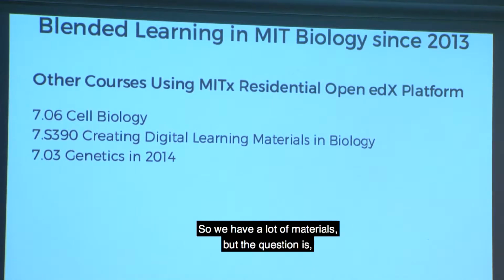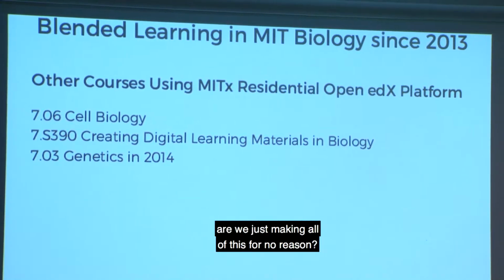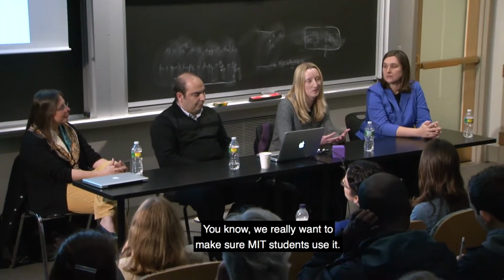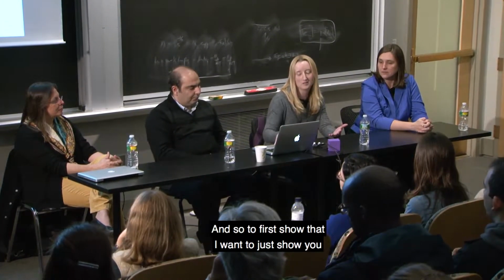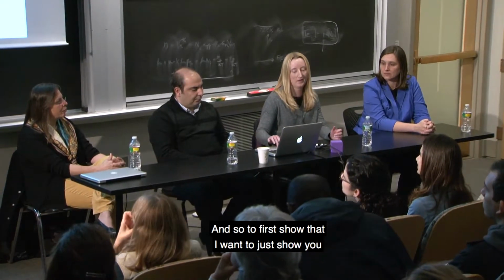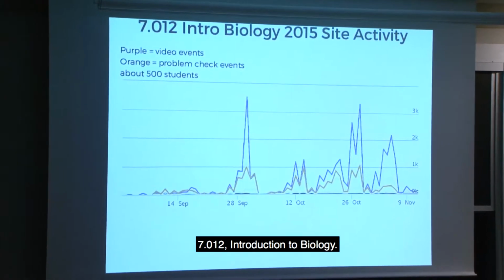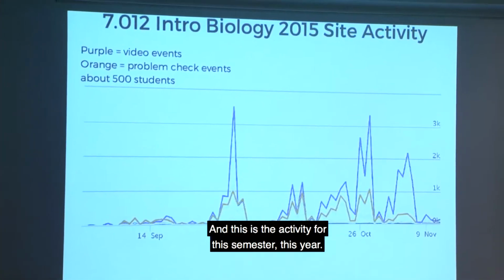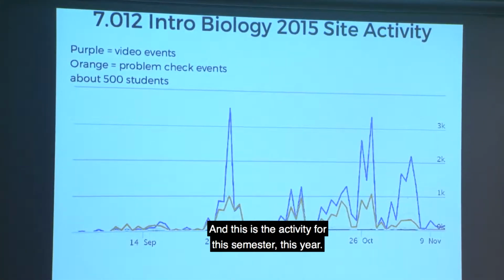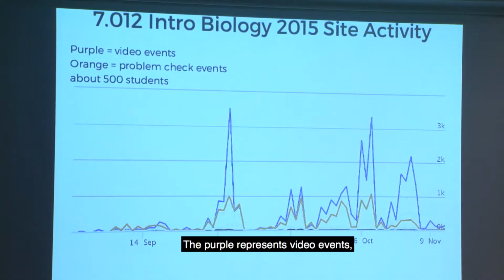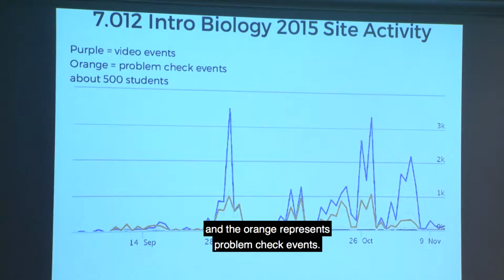So we have a lot of materials, but the question is, are we just making all of this for no reason? We really want to make sure MIT students use it. And so to first show that, I want to just show you 701.2 Introduction to Biology. And this is the activity for this semester, this year. The purple represents video events, and the orange represents problem check events.